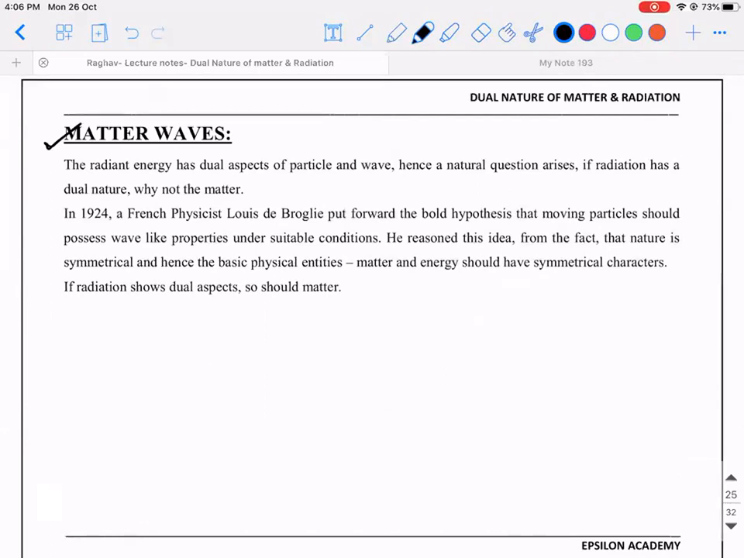As I told you in the beginning of this chapter, this question was raised by the scientist de Broglie. The actual way of pronouncing it is de Broglie. I want you to understand the concept. The radiant energy, that is light, has dual aspects of particle and wave. Hence, a natural question arises: if radiation has dual nature, why not matter? Because nature will follow symmetry.